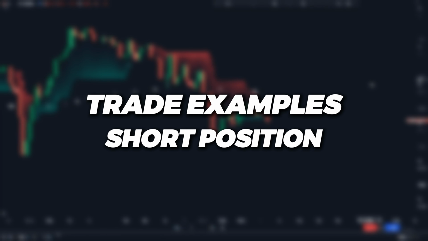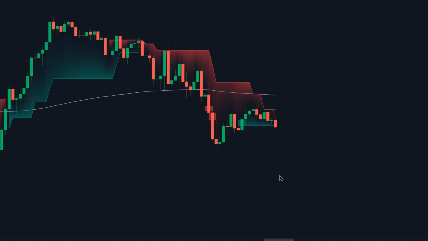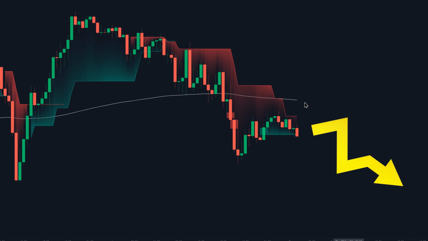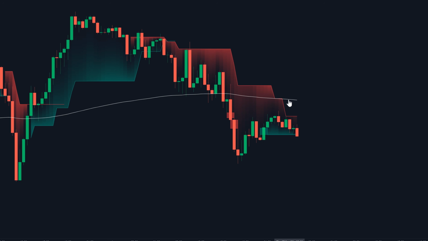Now, to take a short position, we're going to do the opposite of everything we just did for this long position. So first, we confirm that the price is in a long-term bearish trend using the 200-period EMA. We need the price to be consistently trading under this moving average to confirm the trend. And as you can see, it is doing exactly that.